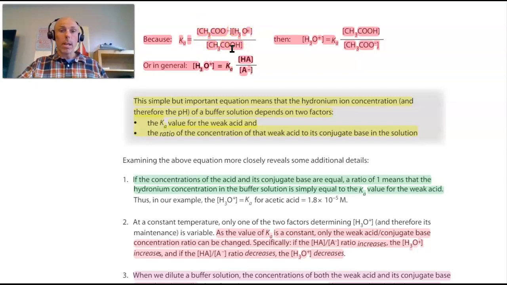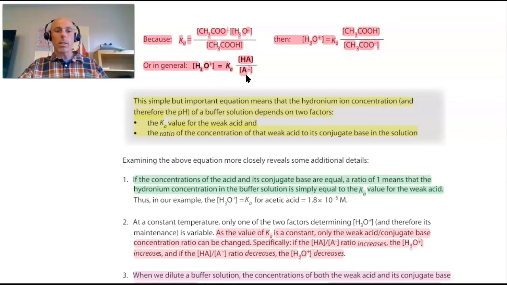That's something we know. If we isolate hydronium, get hydronium by itself algebraically, then we see that hydronium equals Ka times the concentration of weak acid over that weak acid's conjugate base. This is true for all systems and for a buffer system. The hydronium concentration in a buffer system will equal the Ka of the weak acid in that buffer times the ratio of weak acid concentration to conjugate base. Again, hydronium in a buffer system equals Ka times the concentration of that weak acid over the concentration of that weak acid's conjugate base.